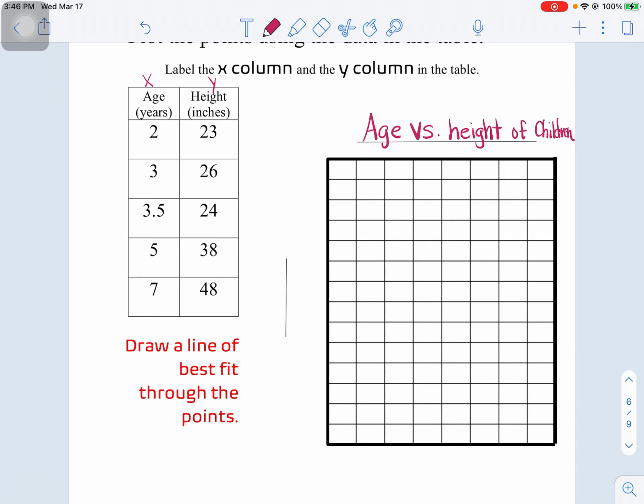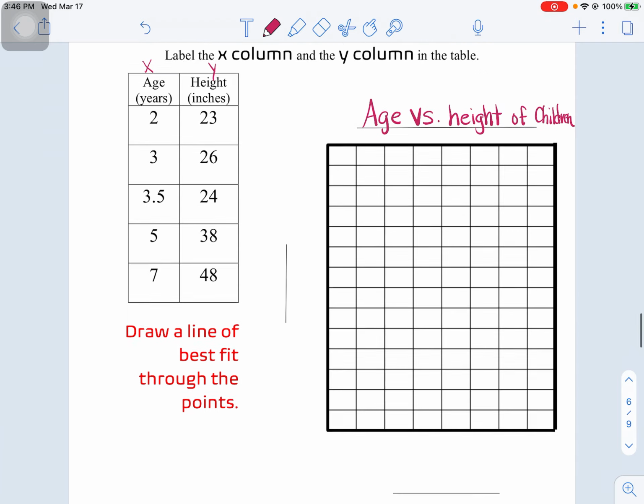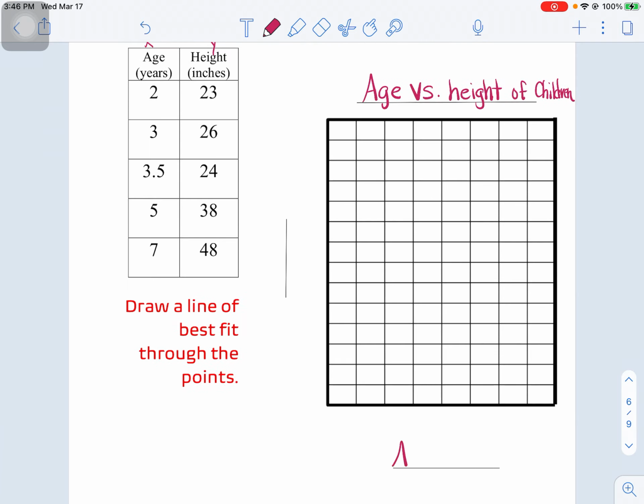All right, so we already know that our X-axis is at the bottom, so we're going to say this is age in years. And then this would be height in inches.